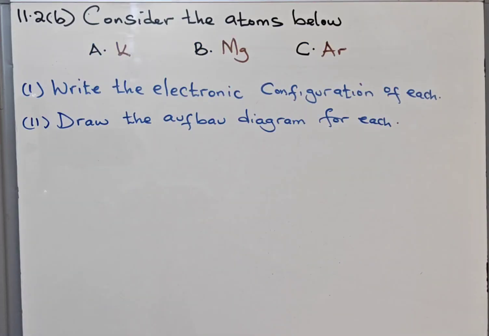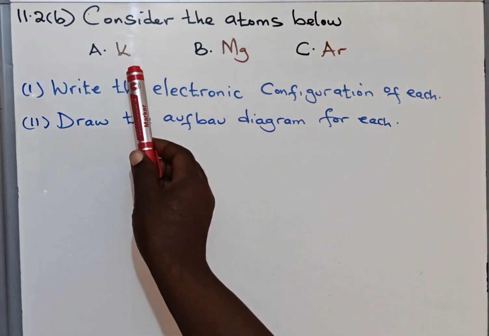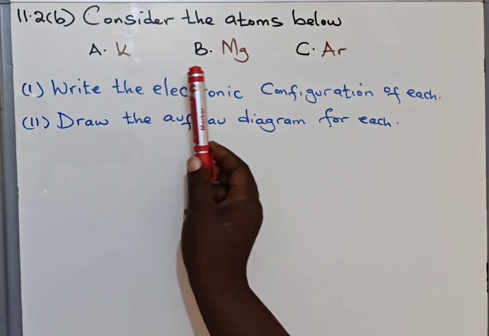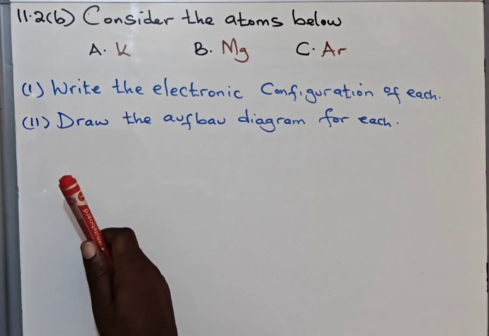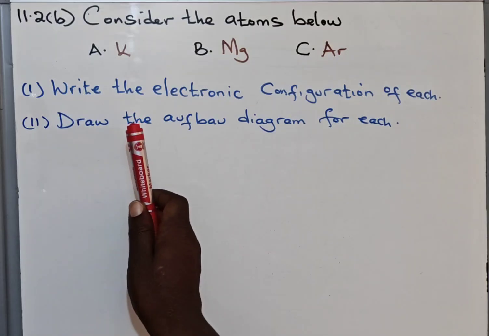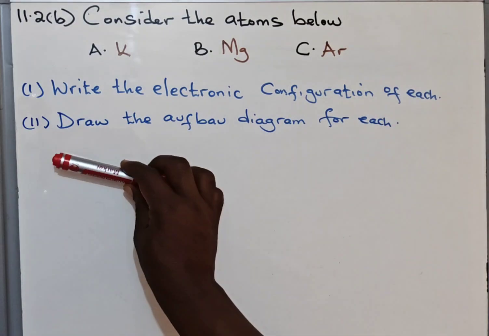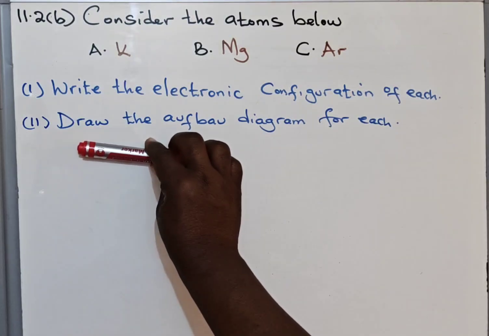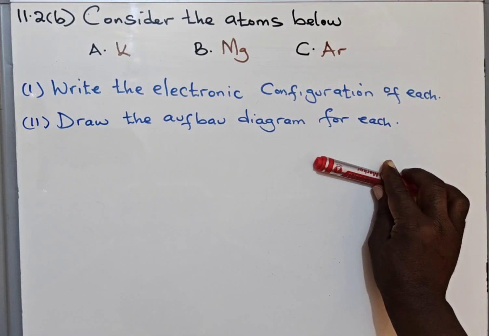Now we come to this question. It says, consider the atoms below. These are the atoms: potassium, magnesium, and argon. The question says to write the electronic configuration of each, and then number 2 says draw the Aufbau diagram for each.